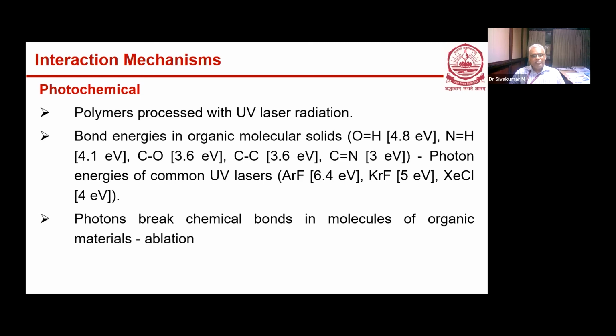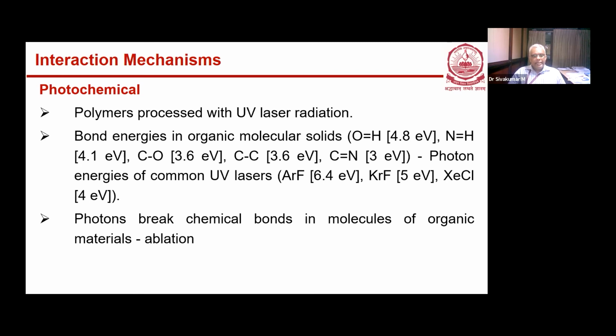So in that case, what will happen if you radiate organic molecules? These molecular bonds will be disrupted by the energy of these photons. Okay, so that means the photons break chemical bonds in molecules of organic materials. So these are the three categories of interaction that take place when laser falls on a material: photothermal, photochemical, and photomechanical.